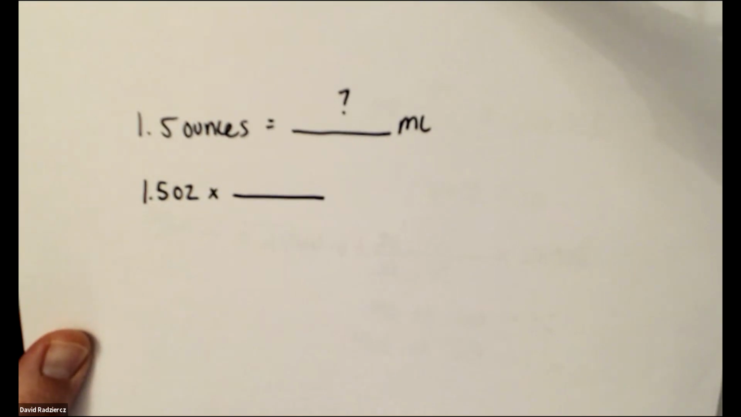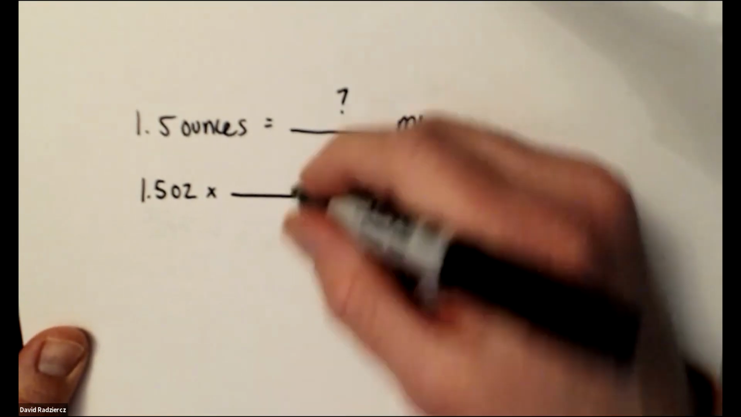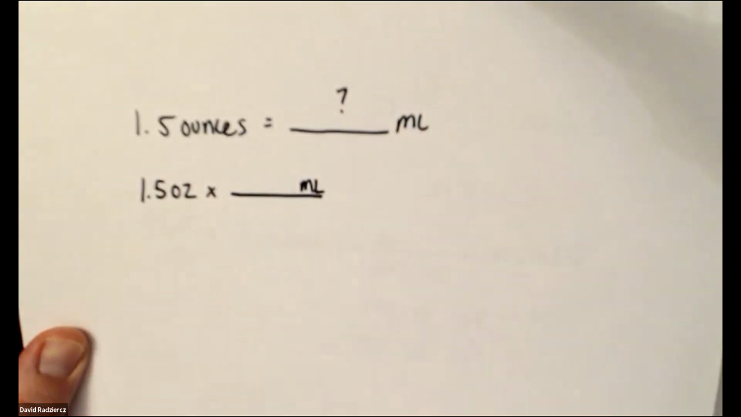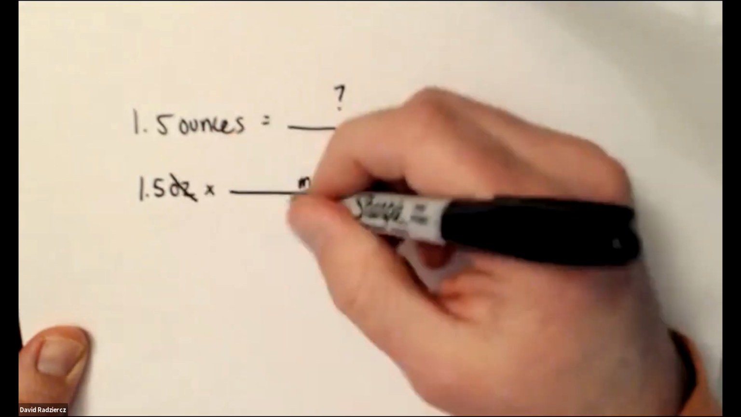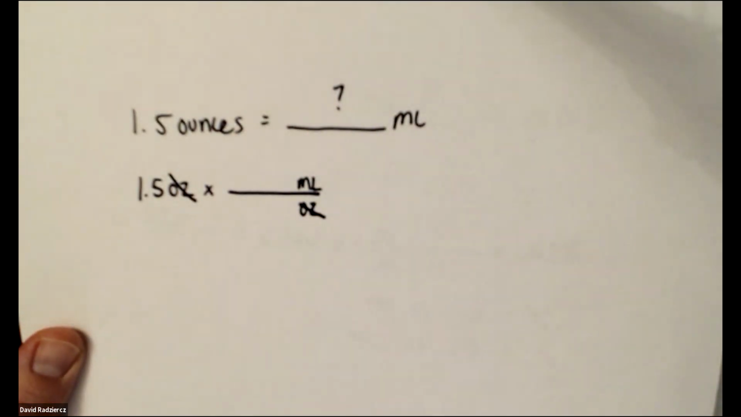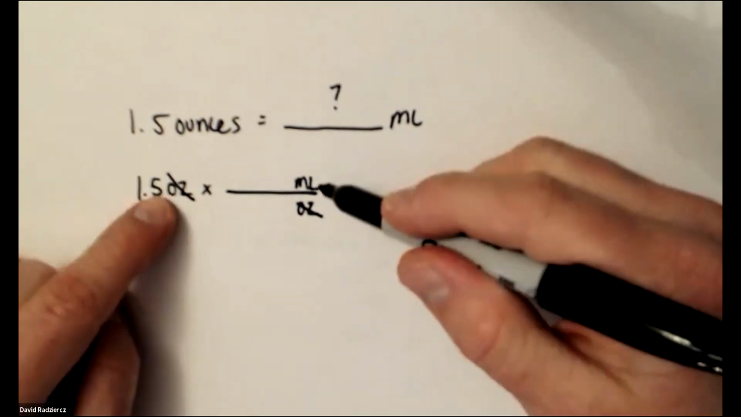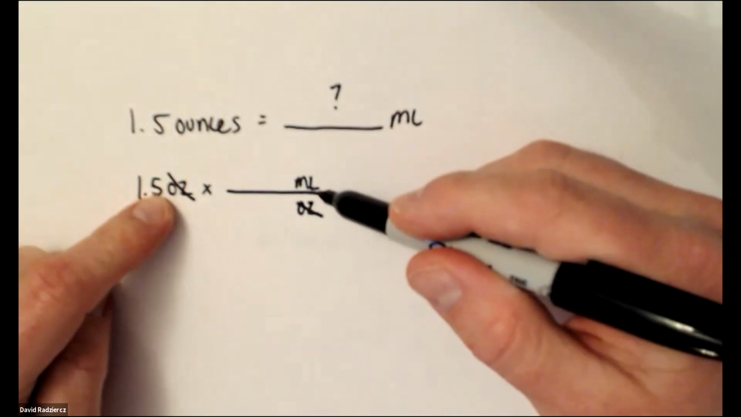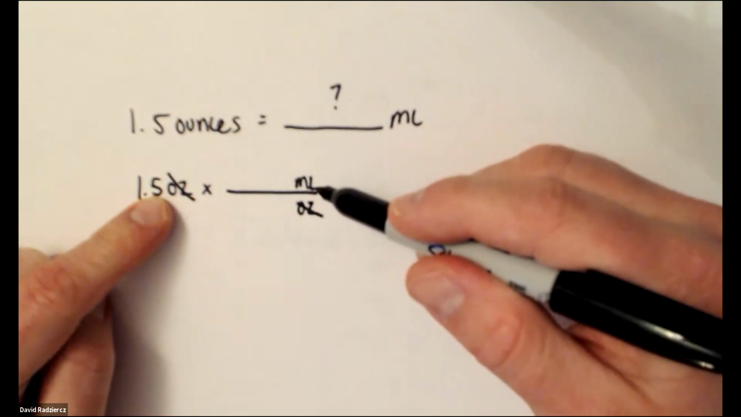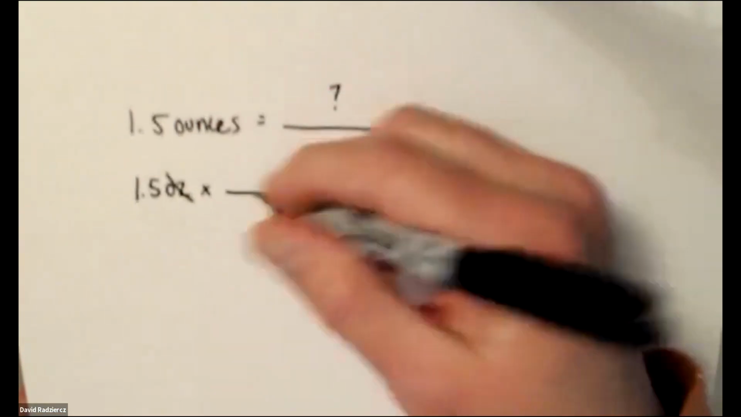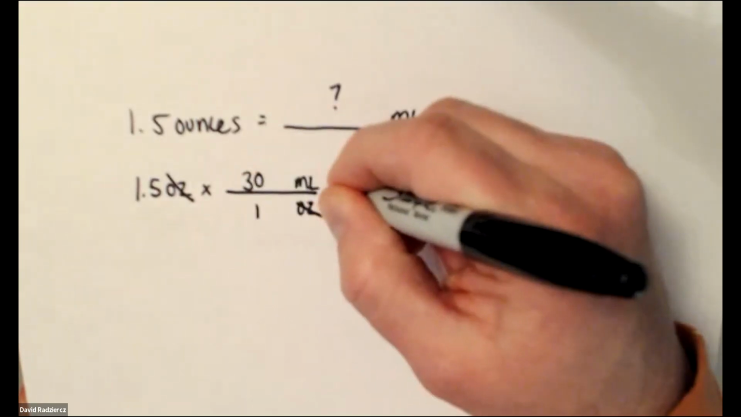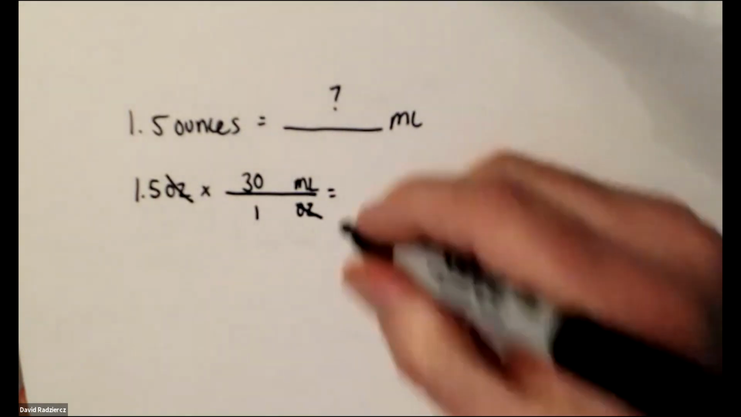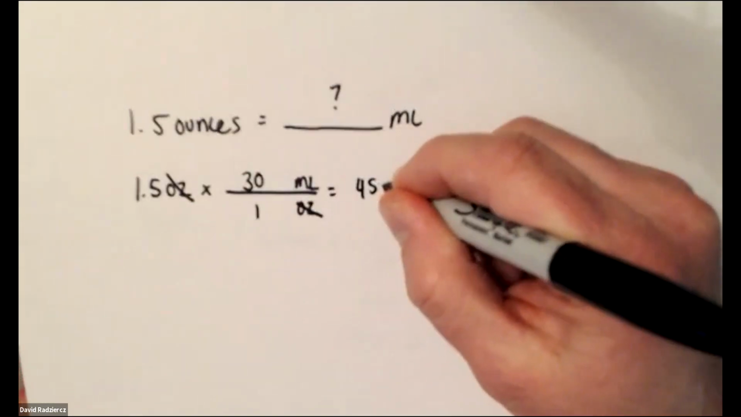The question I ask myself, what do I want? Milliliters. What do I want to get rid of? Ounces. And the reason I'm saying that is before I do anything, I can cross those out and I know that I've set the problem up the right way. If you have ounces times ounces, you get ounces squared, and nobody wants to deal with that. Okay. So 1 ounce is how many milliliters? 30. 30 times 1.5 is 45 milliliters.